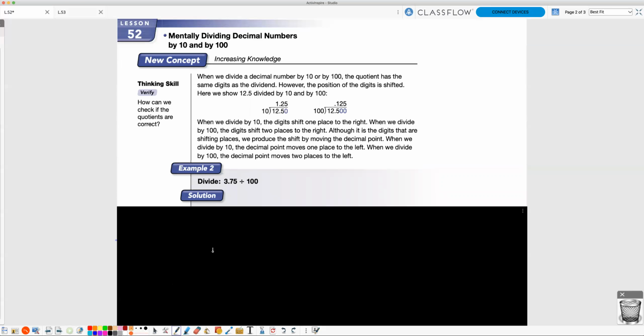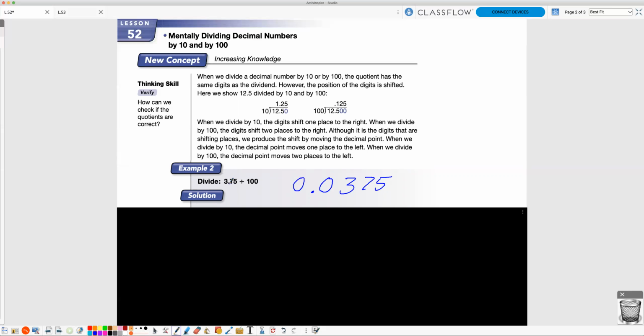So looking at example 2 here, divide 3 and 75 hundredths by 100. I'm going to just write the digits 375. I'm going to put my pencil in the position where the original decimal is. It's right here between the 3 and the 7. I'm going to move two places to the left. There's once, and twice would be over here. I have to have a 0 as a placeholder. I'm going to put 0 in front of it.